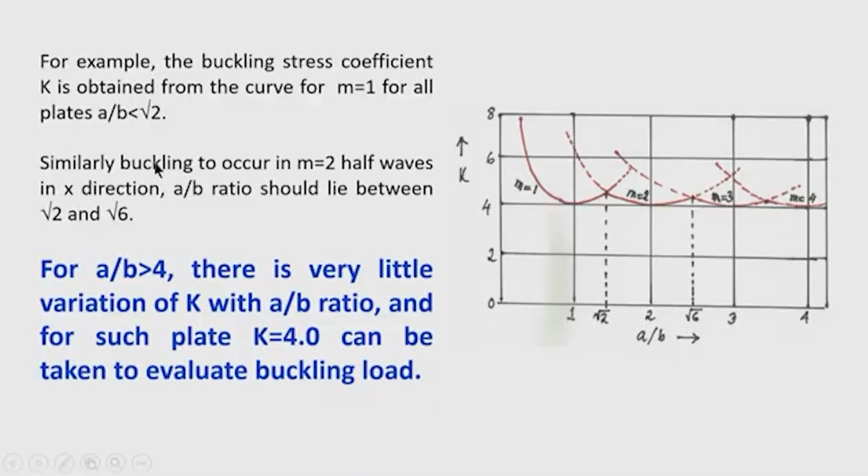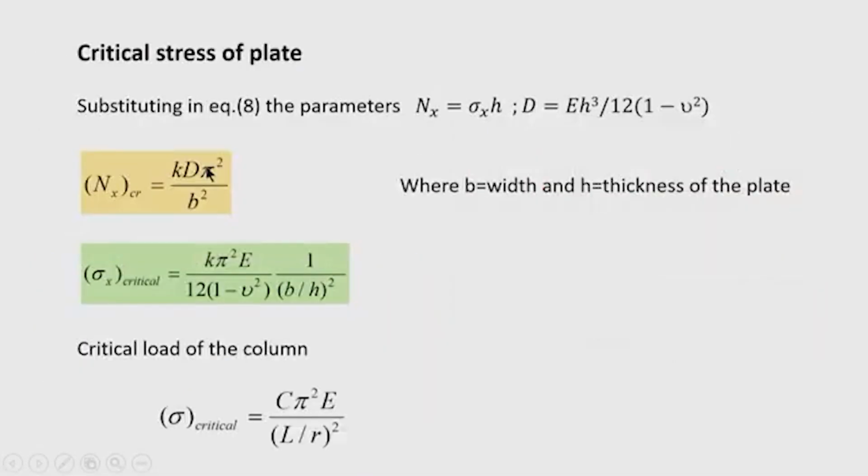Now, for a by b greater than 4, there is little variation of k with a by b, and for the purpose of calculation the critical stress coefficient for such a plate can be taken as 4 without any hesitation, and you can find the buckling load. So, we have found the buckling load n x.